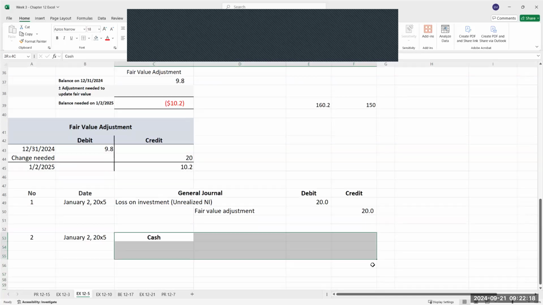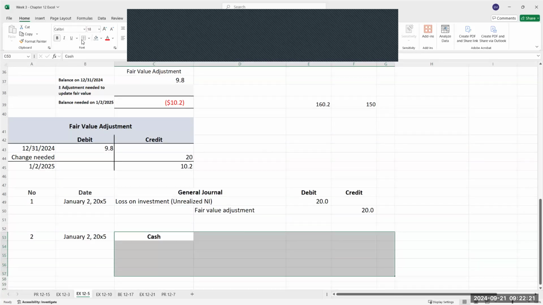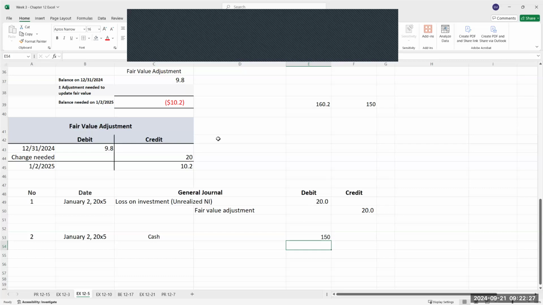we received 1.5 million, or 150 million rather. So we receive 150.0. We need to account for the fair value adjustment because we need to close this out, right? So we close out the fair value adjustment. And we know that the ending balance was 10.2, right? Because it was a credit balance and now we want to get it down to 0. So if we think of it logically, if we have a credit of 10.2 and a debit of 10.2, that nets out to 0. And then the next thing that we need to account for is the discount on bond investment.